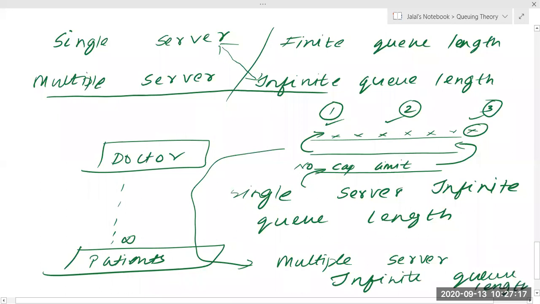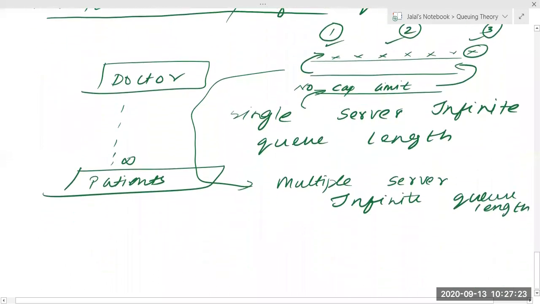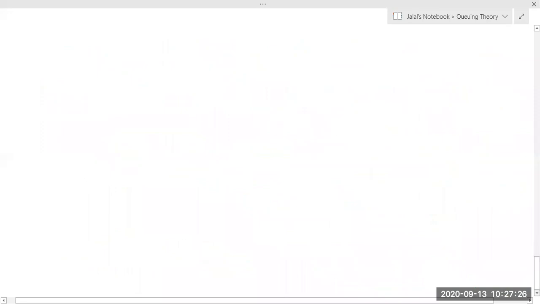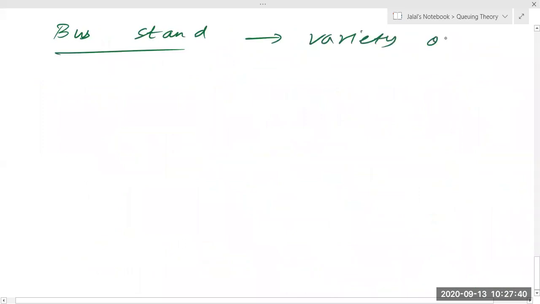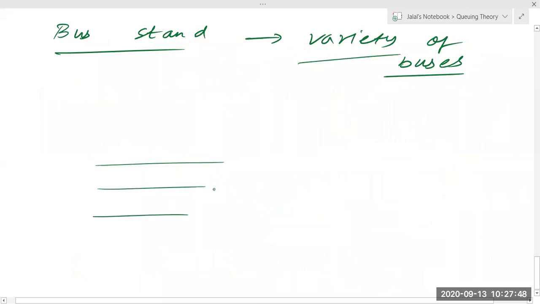You can even have this kind of thing. I'll just give you an example. In some places they don't want customers to jump from one line to another. Even at a bus stand, there are a variety of buses, all with different destinations. Some will be common, some will not. So there you have this kind of queue. Am I sounding correct to you? Yes, sir. Okay, so this is called multiple server infinite queue length.